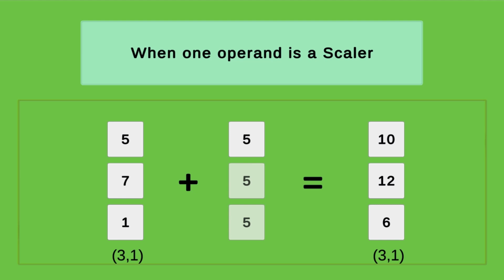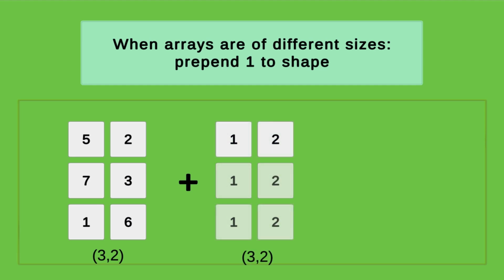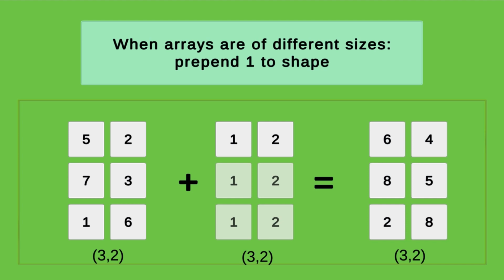When both arrays are of different shapes, NumPy will start checking axes from the right. If the respective axes are the same or one of the axes has value 1, then the arrays are broadcastable. Any unknown value of axis is assumed to be 1. In this example, 1 is prepended to make the array compatible. The array is then copied as in the previous example.